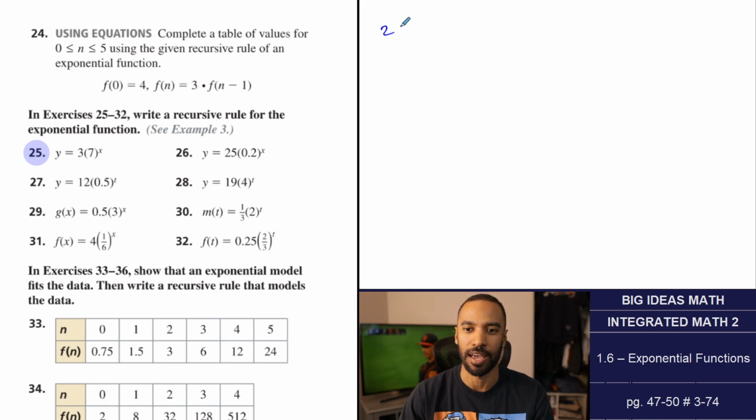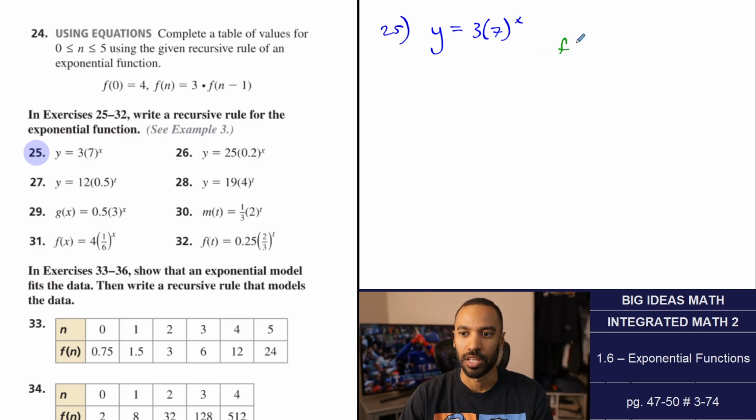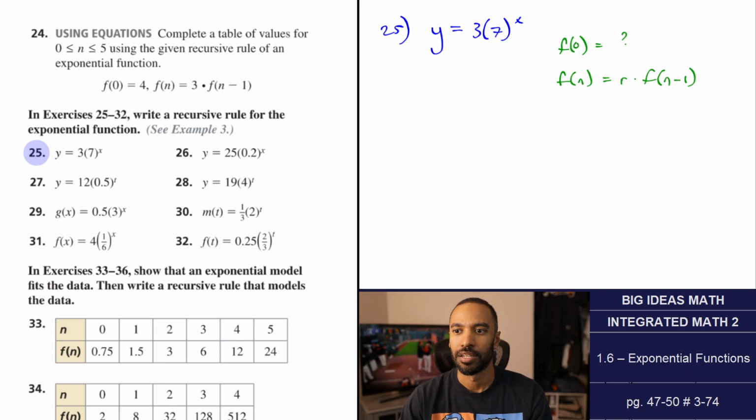So number 25, we have y equals 3 times 7 to the x power. Our goal is to basically translate it into this. Let's find out what f of 0 is, and then we will write this f of n equals r times f of n minus 1. Literally, all we're doing is putting in the r and the f of 0. That's it for all these problems.